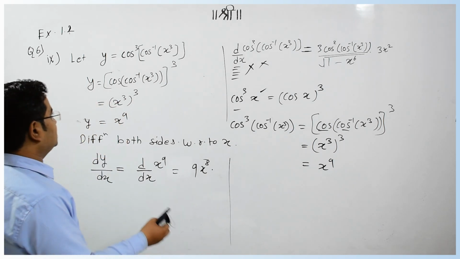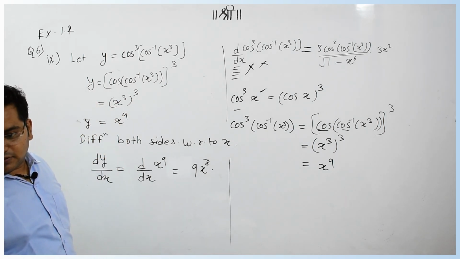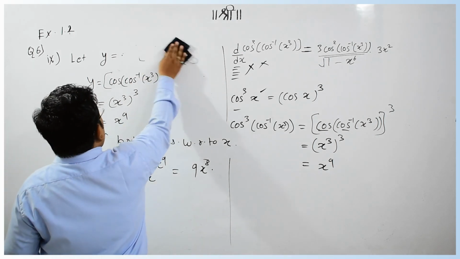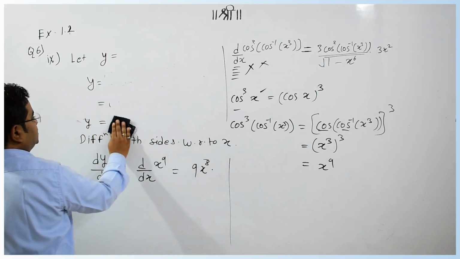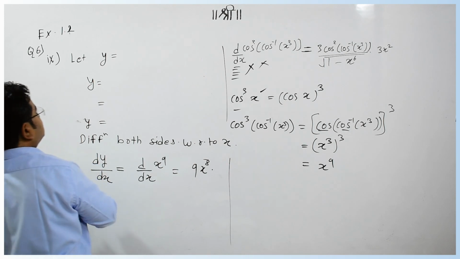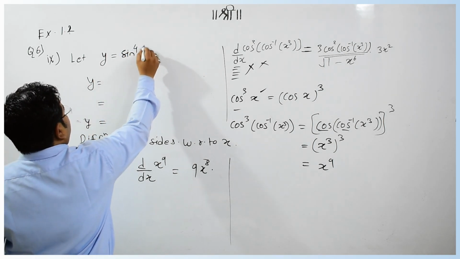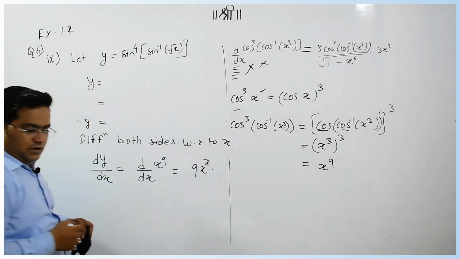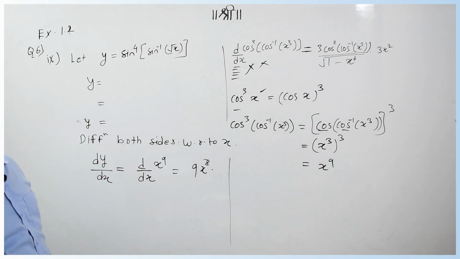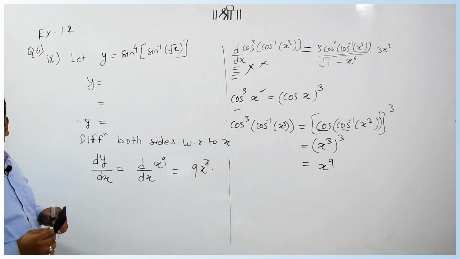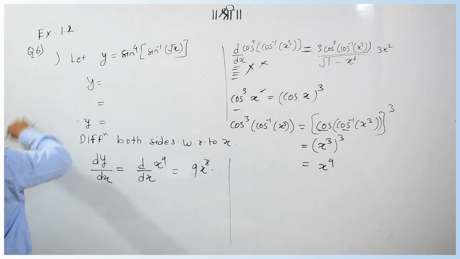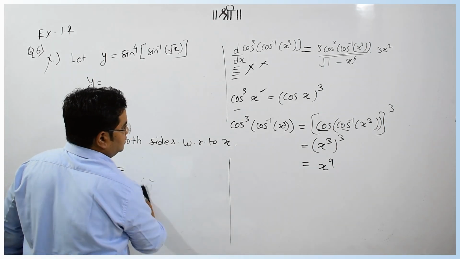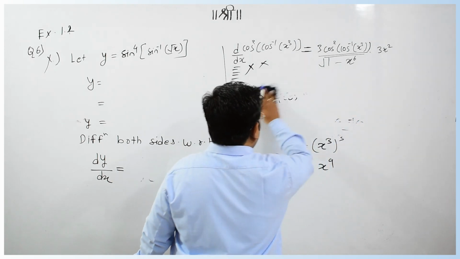Now question number 10 says something like this. Y is equal to sine raised to 4 of sine inverse of under root x. Now most of you can simply perform this question. Let me first check whether I am right or wrong. Correct. So this is similar to question number 6. Same process, nothing else we need to think.